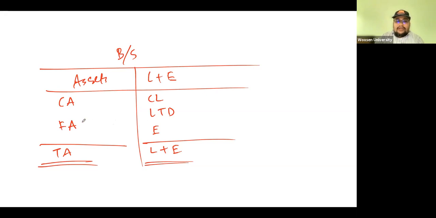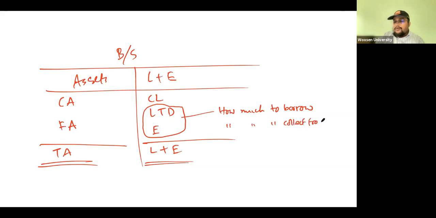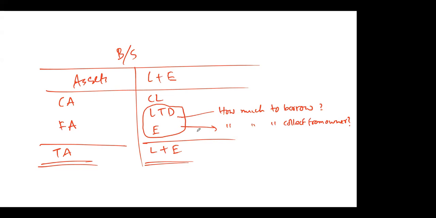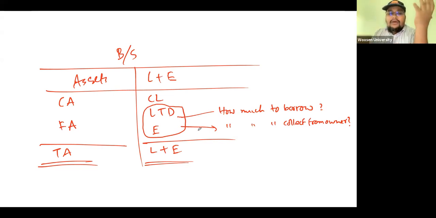As I have said, collection of fund, source of capital, is related to how much to borrow and how much to collect from the owner. That is equity, right? So how much to borrow is long-term debt, like taking a loan from the bank or issuing a bond. Do you understand that or not? Yes, sir. If a business organization borrows from the bank for a long period of time, like 10 years or 5 years, that is long-term debt. So that is how much to borrow.